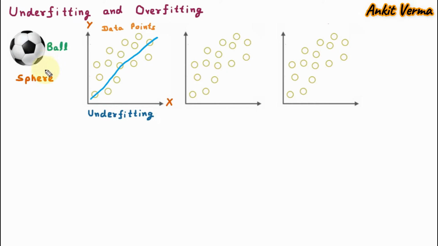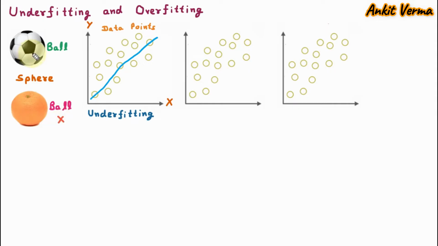Now we are going to give the input to the machine learning model. This time we have given the input as an orange. Now the machine learning model checks the attribute that this is a sphere and assumes that this is a ball. But this is wrong.